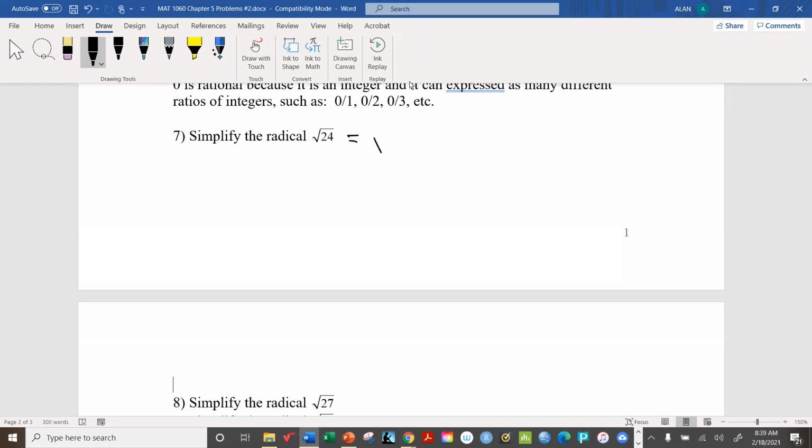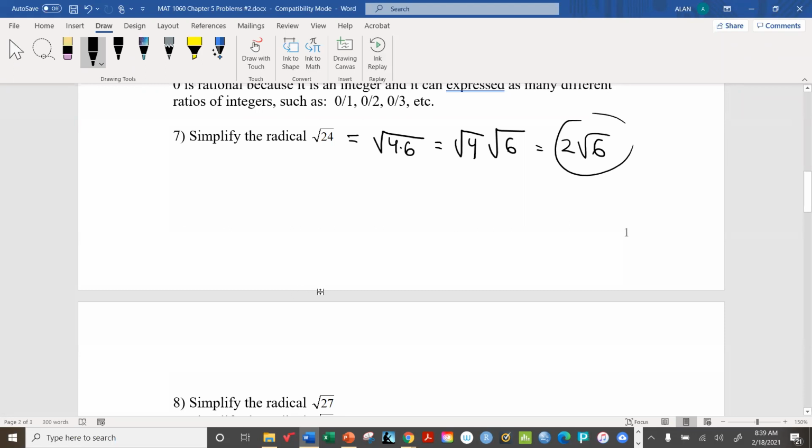So this is the same thing as 4 times 6, which is very fortunate because, of course, 4 is a perfect square, and so we end up with 2 radical 6. And we're done. We can't go any further because 6 can't be broken down into any factors which are perfect squares.